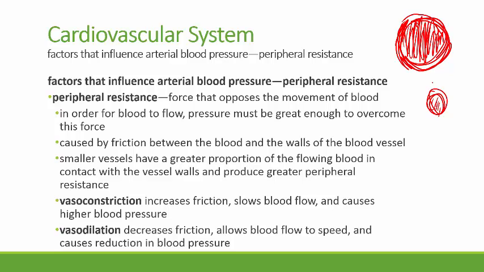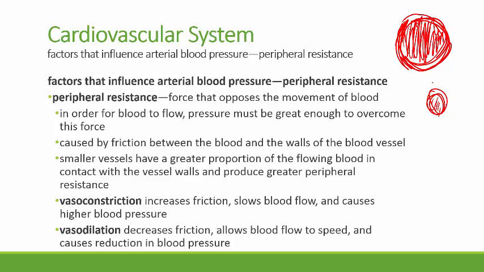Vasodilation, on the other hand, will enlarge the size of the blood vessel, allows blood flow to go faster, and produces a reduction in blood pressure in the system. So vasoconstriction will increase blood pressure by increasing peripheral resistance. Vasodilation will decrease blood pressure by decreasing peripheral resistance.